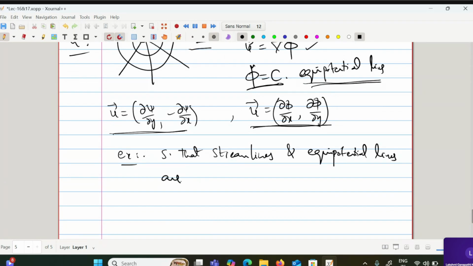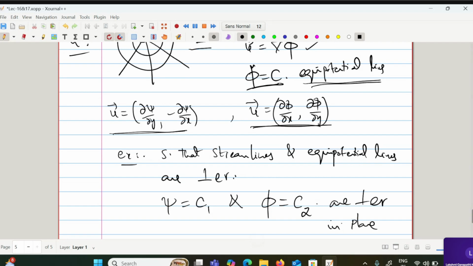Or perpendicular. What is it that you want to show? Can you show this one? So what is the streamline? Streamline means psi equal to constant C1, let us say, and phi equal to constant C2 are perpendicular in the plane, in two-dimensional flow, right? Basically, they both exist only in the two dimensions, right? So that's what you are doing here.